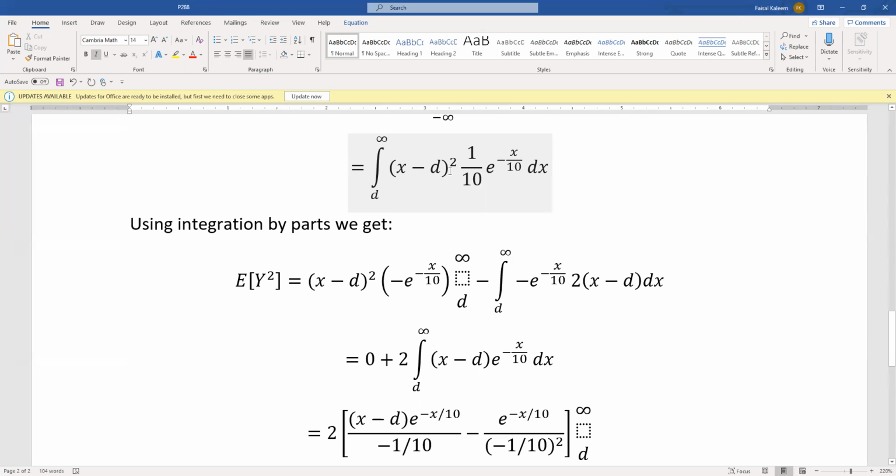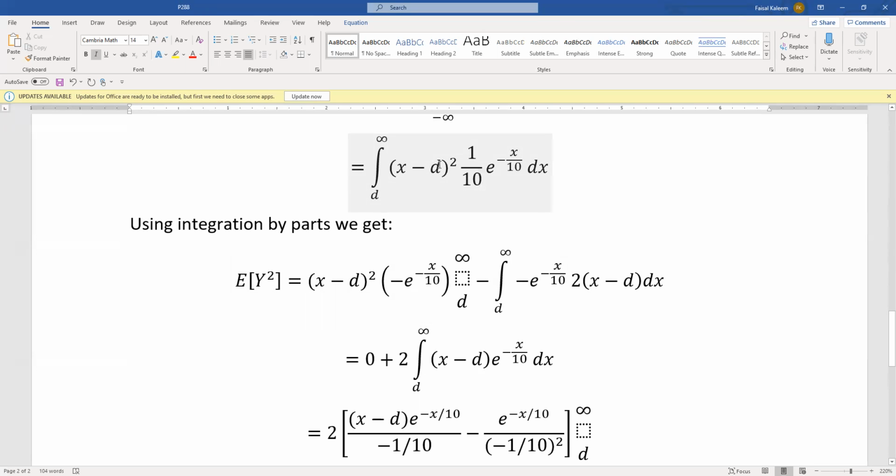So here we use our integration by parts, and I'll just quickly go over the way I do it. I have this as my first function, x minus d whole squared. In an exponential and a polynomial situation, the first function is always a polynomial. So I have the polynomial, and my formula is you write the first function as it is.